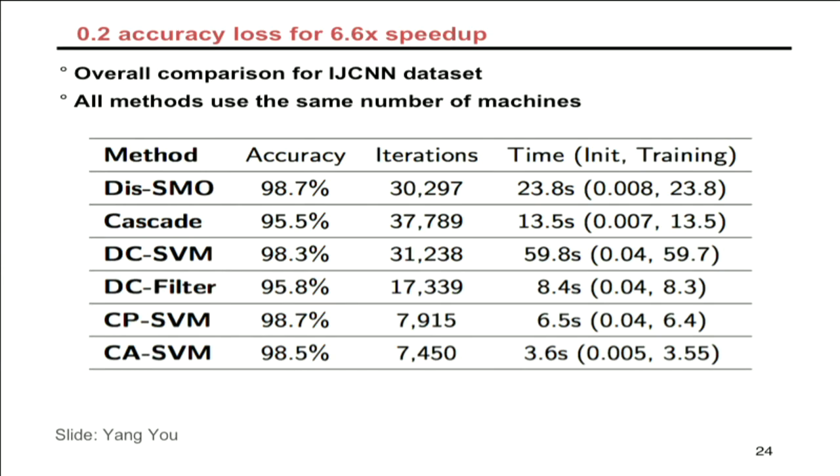So the first algorithm is a distributed implementation of sequential minimal optimization, the so-called golden standard algorithm. And the accuracy we get is 98.7. And Cascade was really bad, but fast, accuracy-wise. And the so-called communication avoiding SVM, the latest algorithm I described, is awfully close in terms of accuracy, but about 4 times faster. Okay, so question?